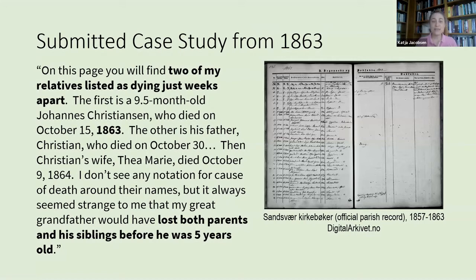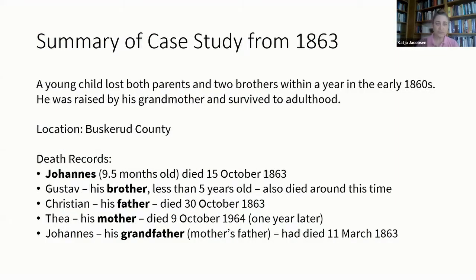Then his wife, who would have been Johannes's mother, died a year later in October 1864. I don't see any notation for cause of death around their names, but it always seems strange to me that my great-grandfather lost both parents and both siblings before he was 5 years old. And so we can see the parish register there that starts to tell what's going on with this family.